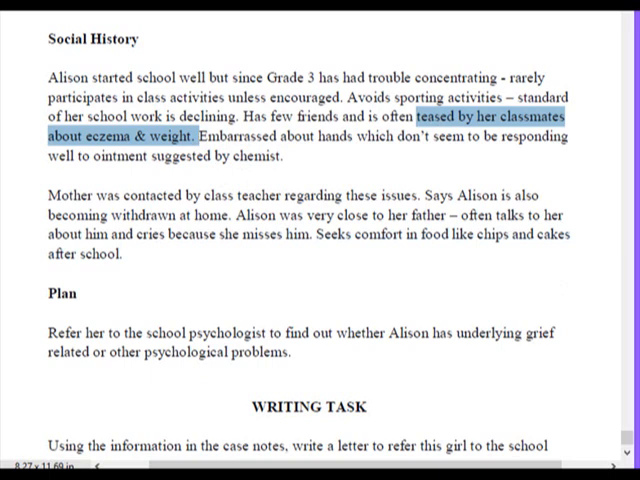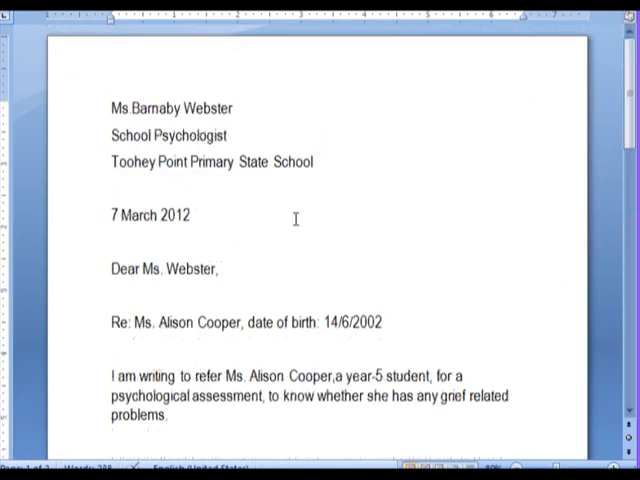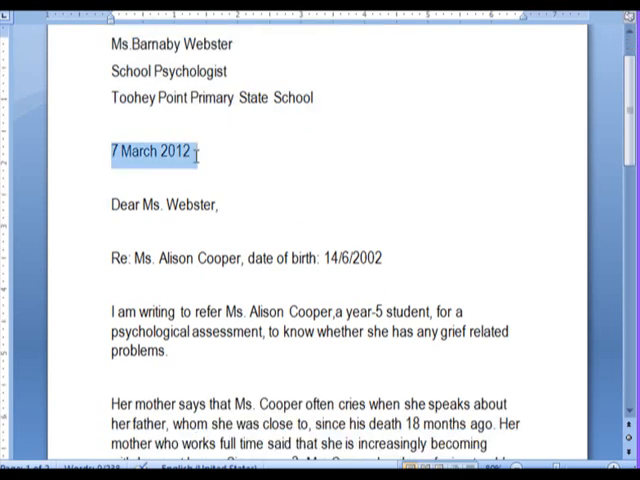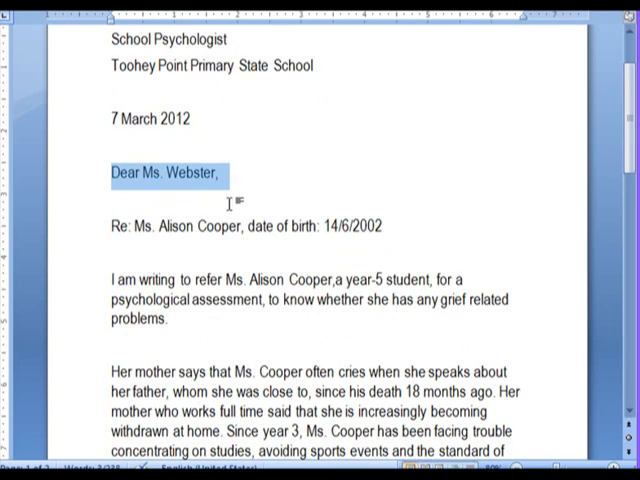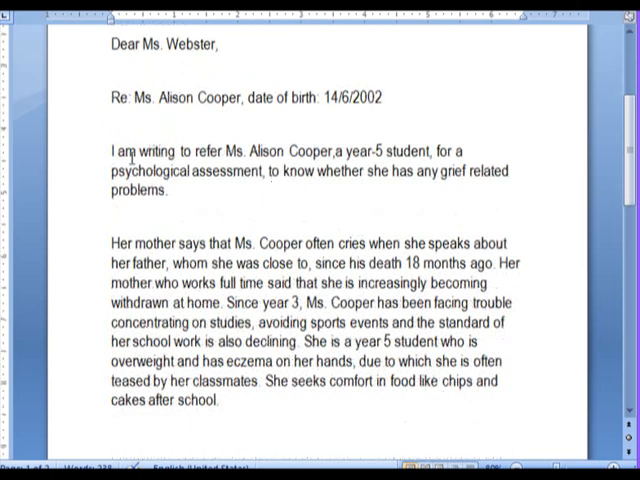Now let's look at how the letter is written. Here we have the letter. It is Miss Barnaby Webster, school psychologist, Toohey Point Primary State School. The date is given here. Dear Miss Webster or dear school psychologist, both are fine. Regarding our remarks, Miss Alison Cooper, date of birth was given in the letter.